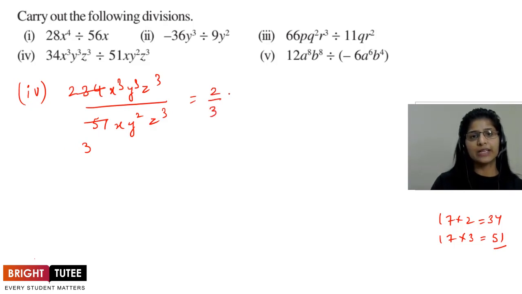Then x cube upon x, we will just be left with x square. Y cube upon y square, only y. Z cube upon z cube getting cancelled. So this is our answer. Got it? This is the answer.